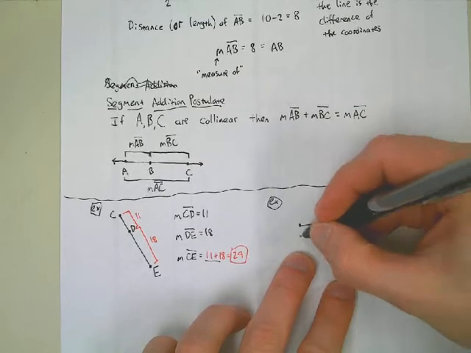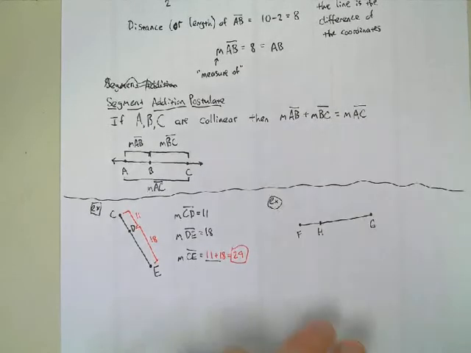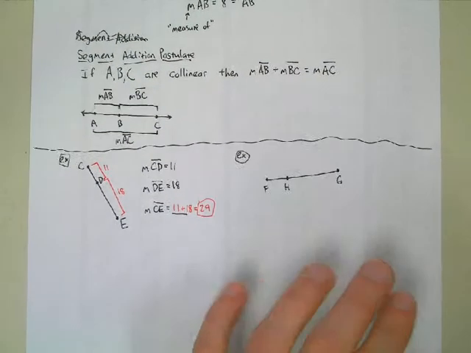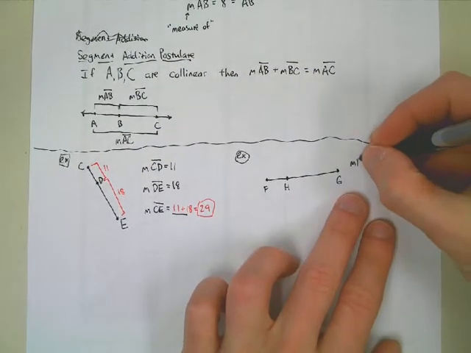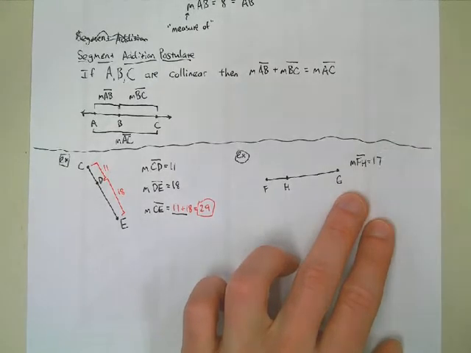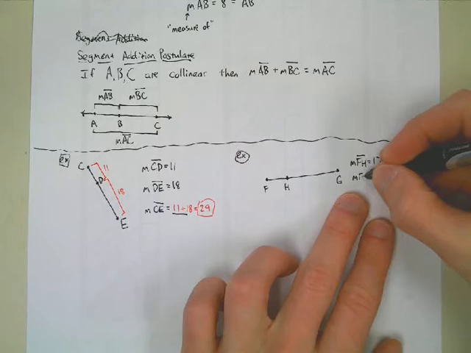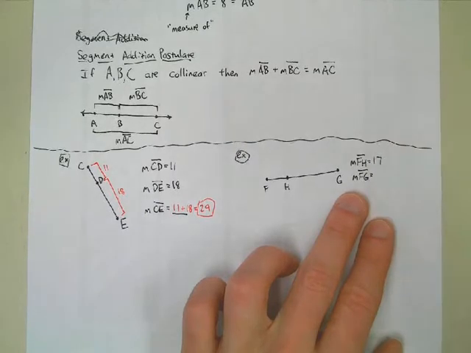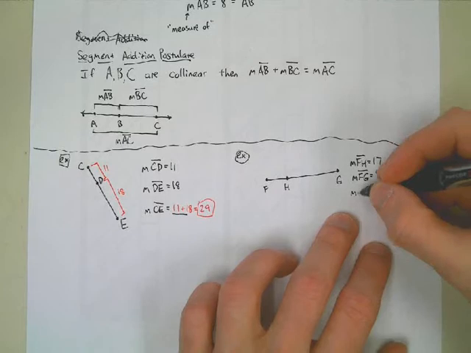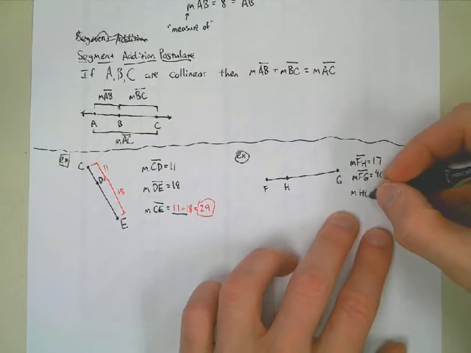All right, so we're going to have F, H, and G now. I'm going to say the measure of segment FH is 17. The measure of FG, I'm going to say, is 40. And then the measure of HG is what I want us to find. Okay, that's our blank question.